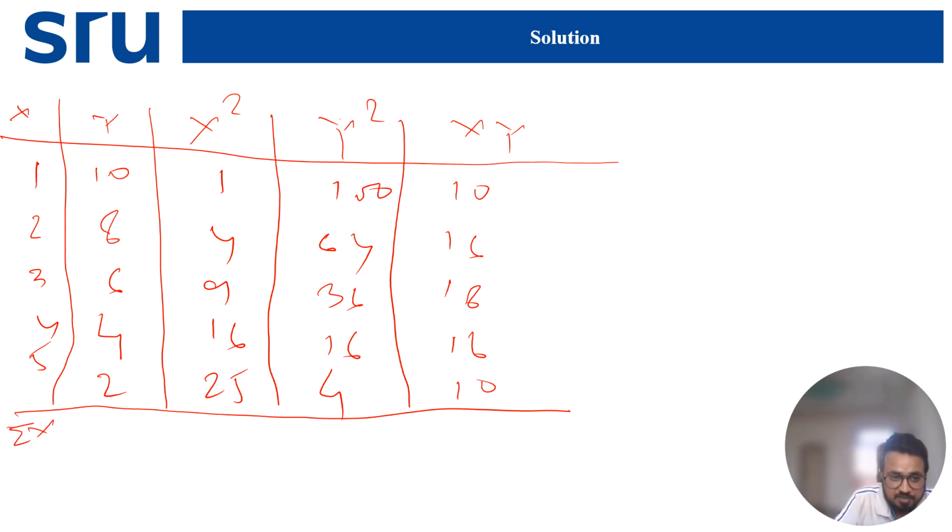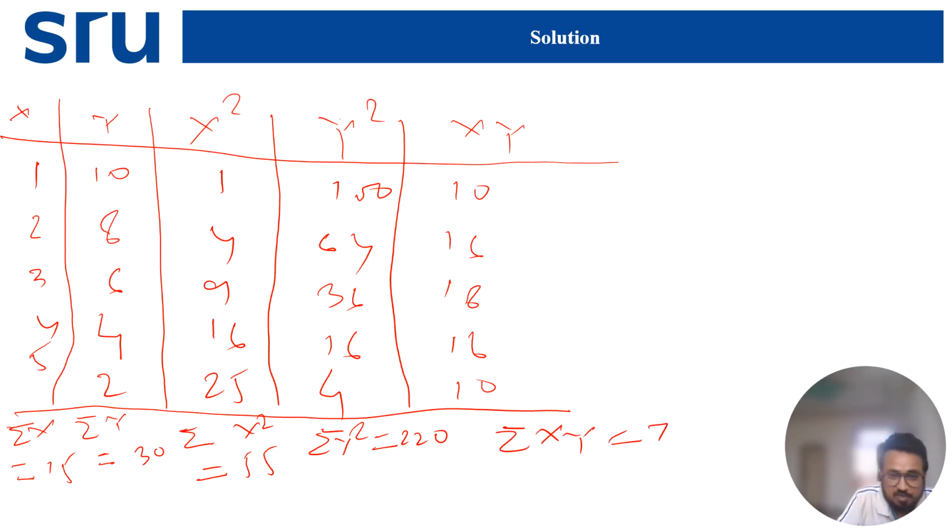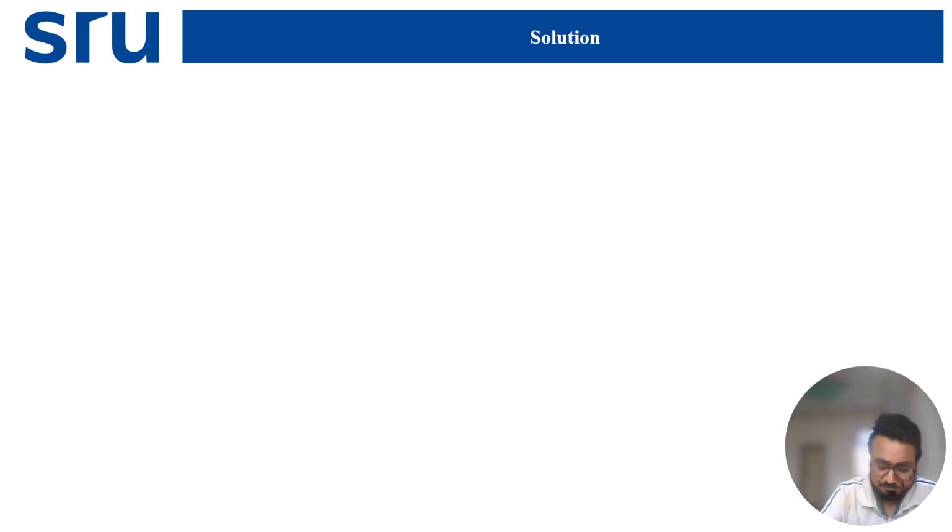Summation of x is equal to 15. Summation of y is equal to 30. Summation of x square is equal to 55. Summation of y square is equal to 220. Summation of x into y is equal to 70. So this is the table. Now we will apply the Karl Pearson correlation coefficient formula.